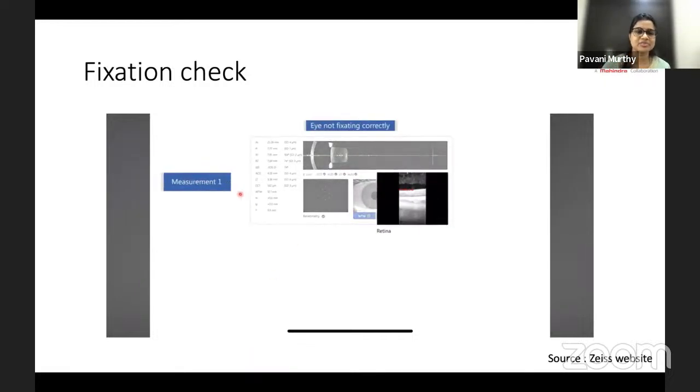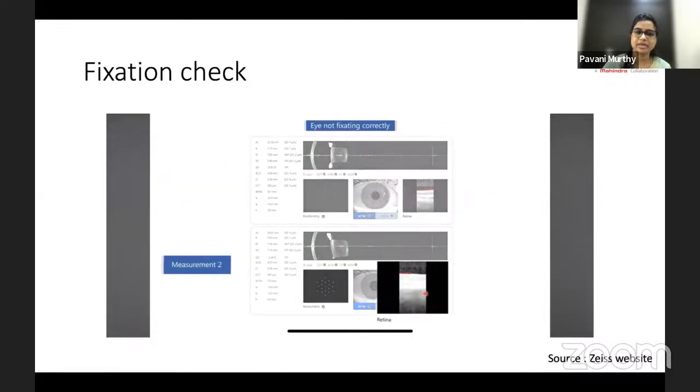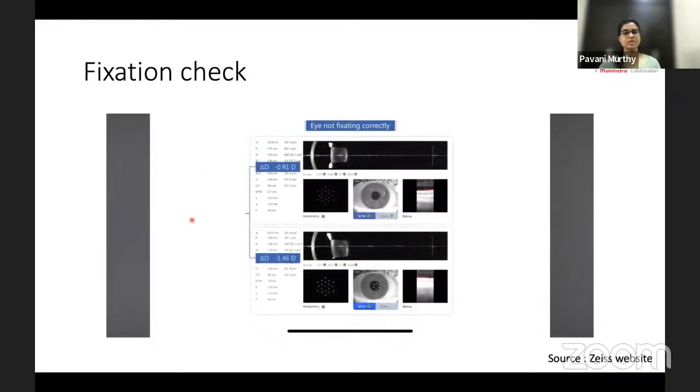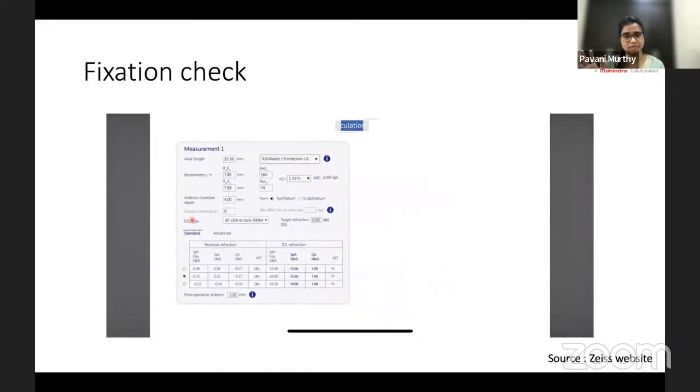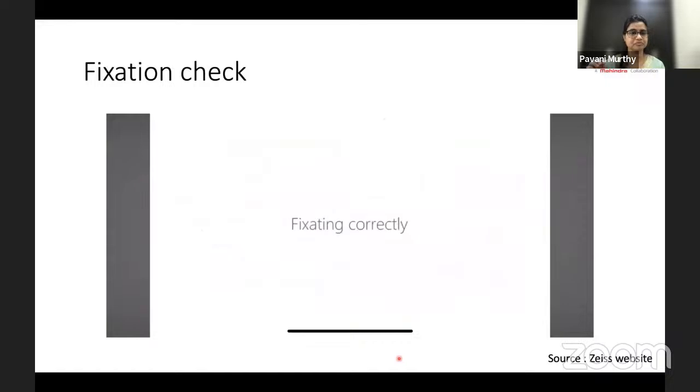Yeah, this is the first measurement where the foveal pit is not visible. Again, it is going to take another measurement where again the foveal pit is not visible. And when you look at these axial lengths, there is a significant difference in the axial length, leading to significant error in IOL power calculation. Yeah, so this is the difference.